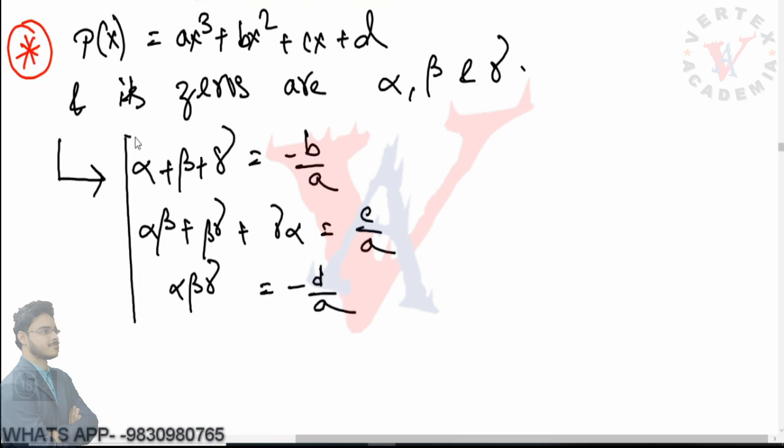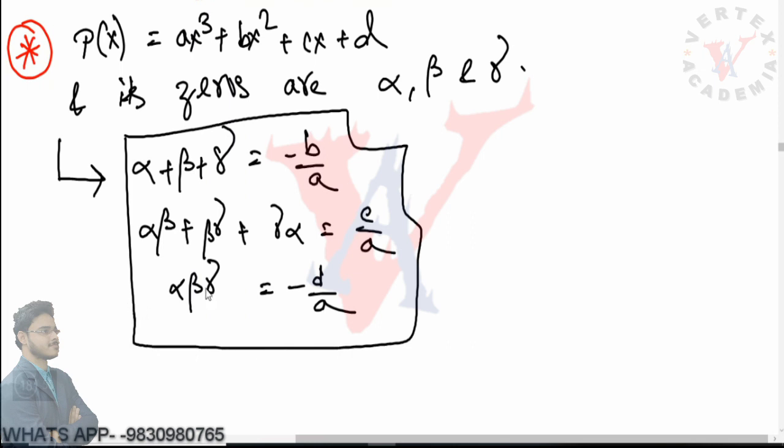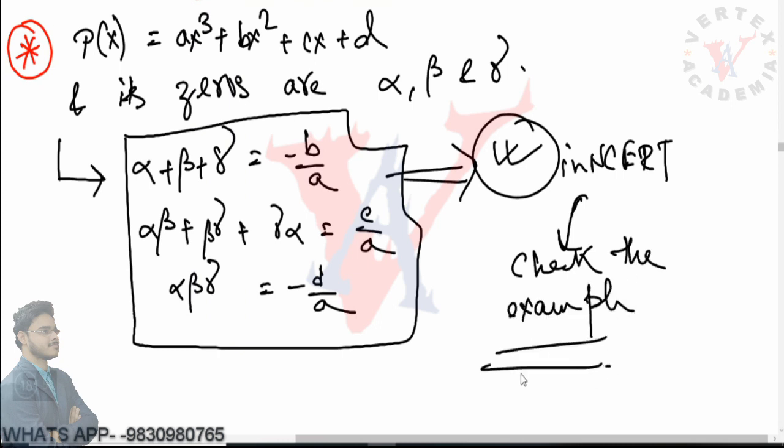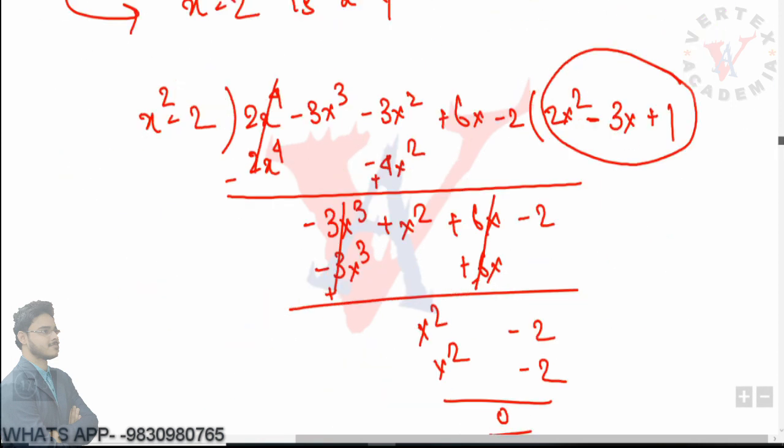Now I will not cover this because there is no need. What you can do is check your NCERT. In NCERT there is an example on this where you have to just evaluate the values based on this formula. Check the example, and it is also written there that it is not in your syllabus, so just check it once. So finally it is over, and we have come to the end of polynomials.